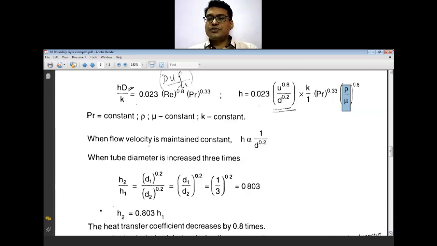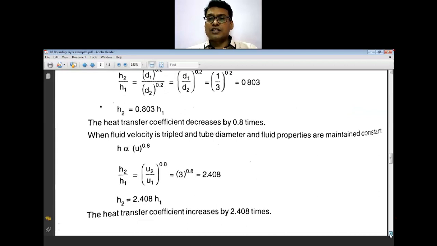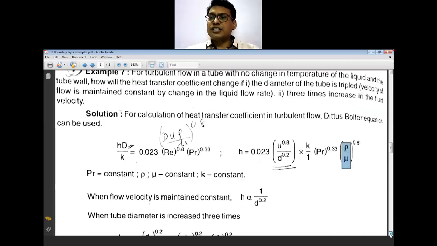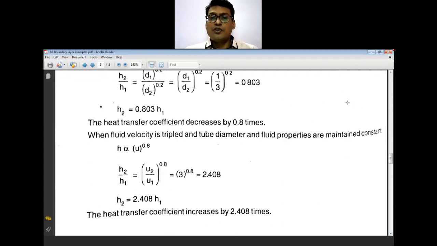The next is again the heat transfer coefficient. The second condition is a 3 times increase in the fluid velocity. Now I am increasing the fluid velocity. So heat transfer coefficient is proportional to fluid velocity raised to the 0.8, and H2, the heat transfer coefficient, is increased 2.4 times H1.